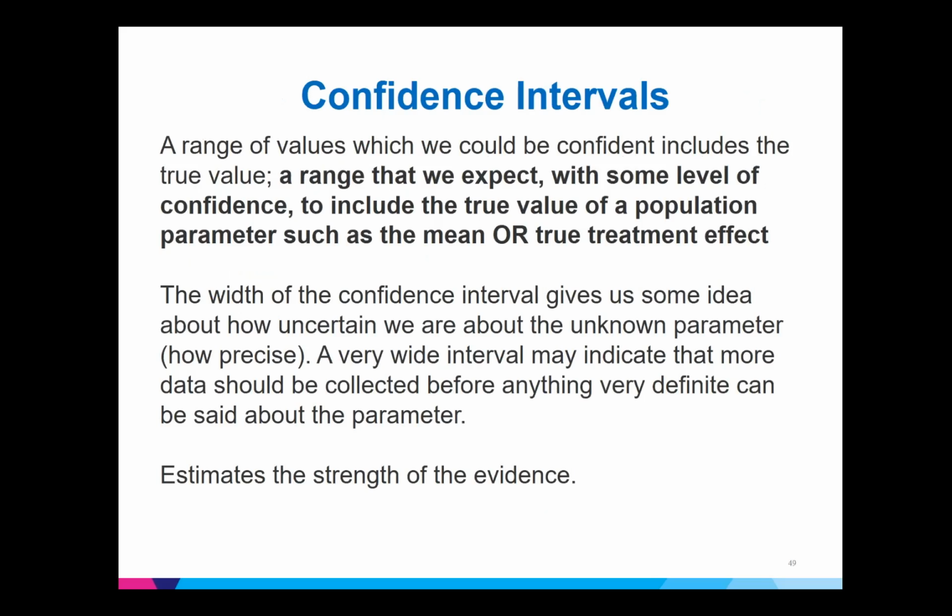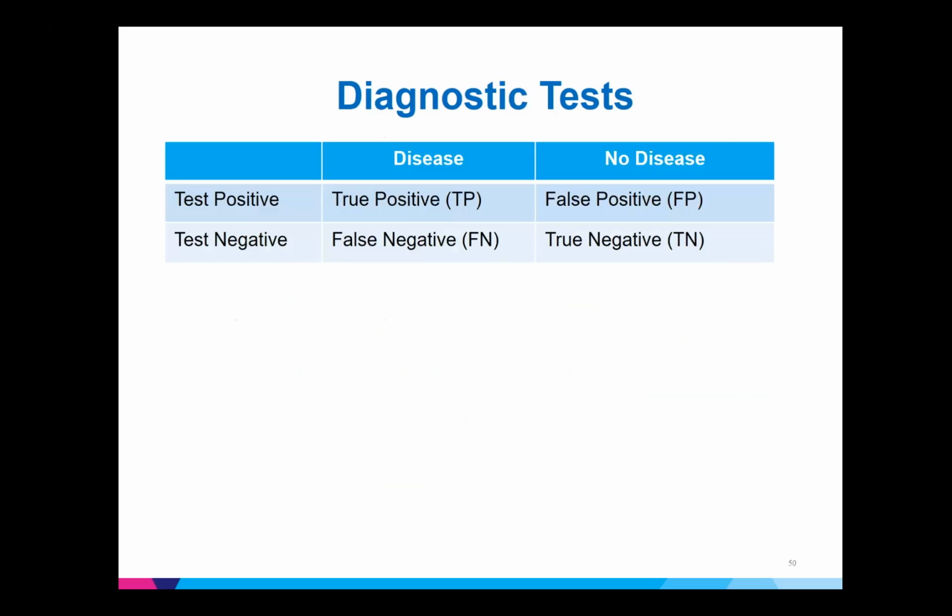And then confidence intervals. The main thing to look at is that it's the range that we expect, with some level of confidence, to include the true value of a population parameter, such as the mean or true treatment effect, okay? And it gives us an idea of, for this parameter that we're looking at, how precise we are in terms of this measure of effect that we're trying to look at.